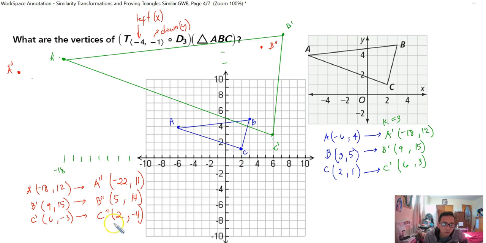There you go. So 2, negative 4. Sorry about that mistake there. This one must be positive 3. So 3 minus 1 will be 2. So you have this here, 2 and 2. So this is C double prime. And then I'm going to connect those points.